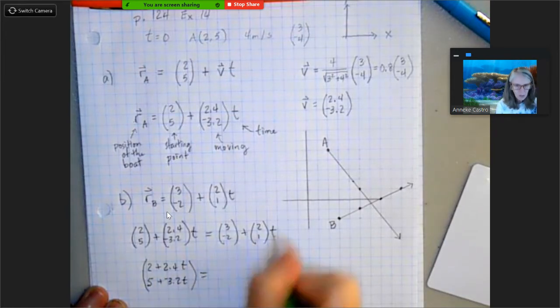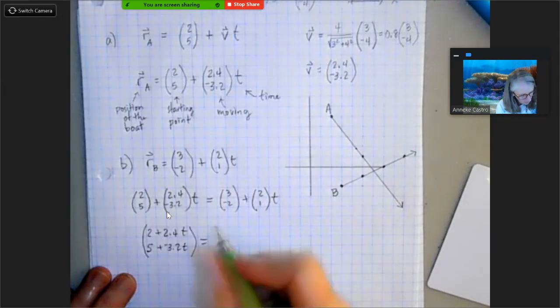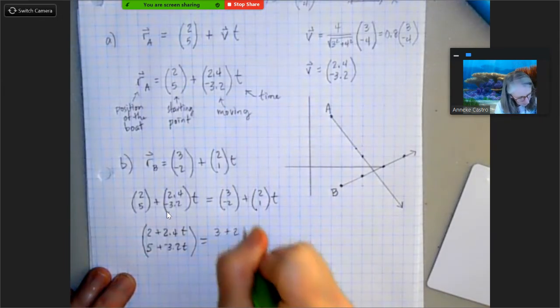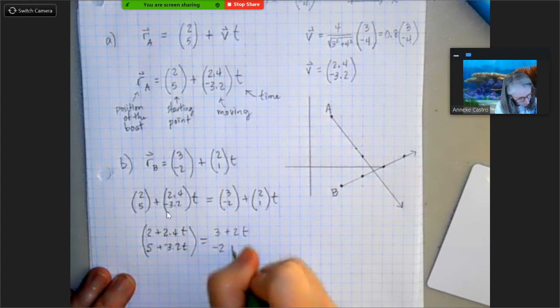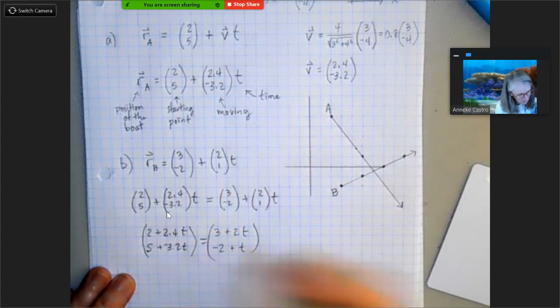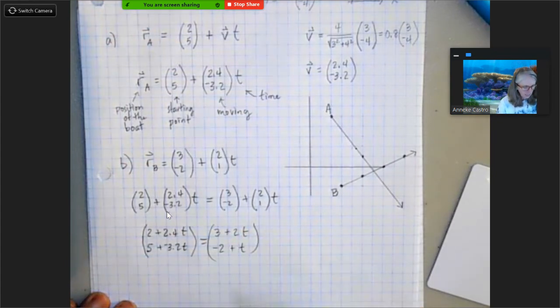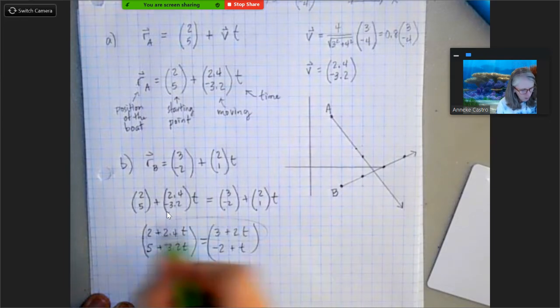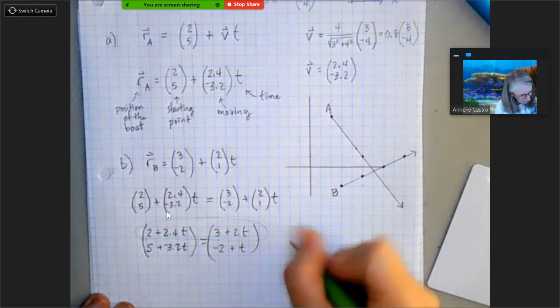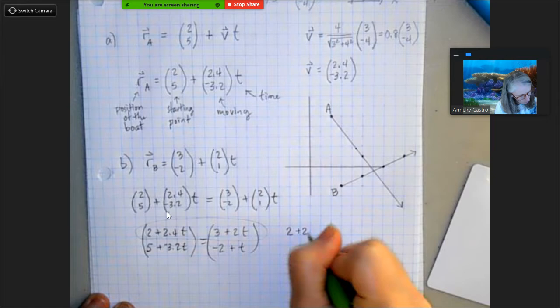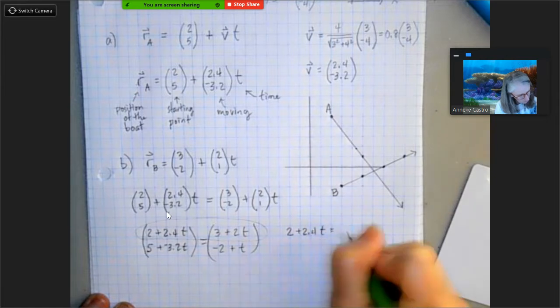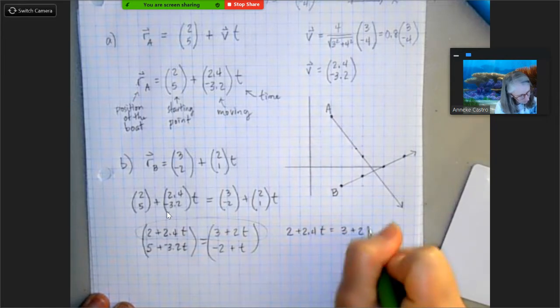And we can rewrite this one also the same way. So we have 3 plus 2t and negative 2 plus t. And then to simplify things even more, I can separate it into the x components. So I'm going to write the x components: 2 plus 2.4t is equal to 3 plus 2t.